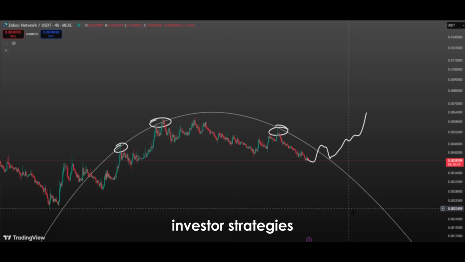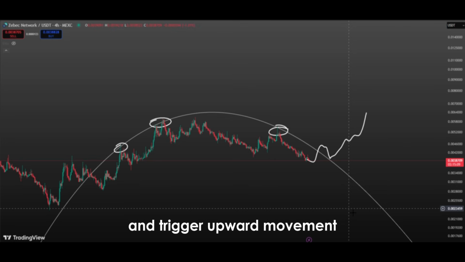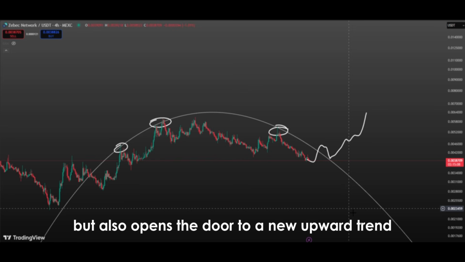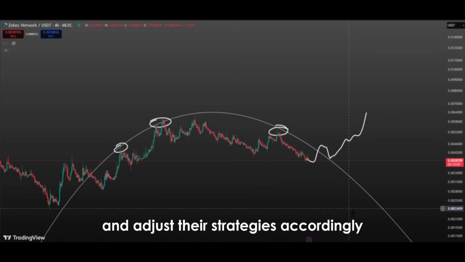From a technical analysis standpoint, breaking a descending curve is considered a critical signal that can shape many investor strategies. This breakout can change the direction of the market and trigger upward movement. In other words, the price breaking the curve not only ends the current trend, but also opens the door to a new upward trend. Therefore, investors should monitor this breakout and adjust their strategies accordingly.